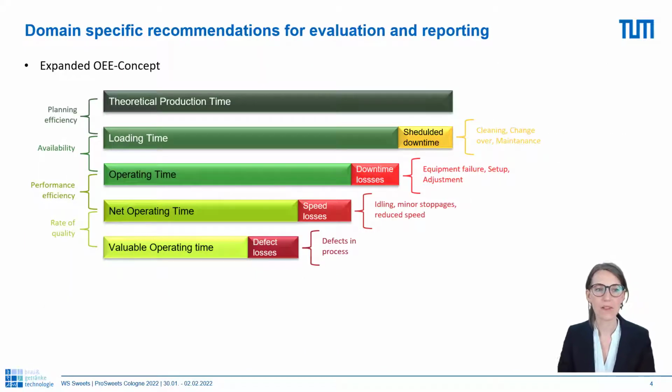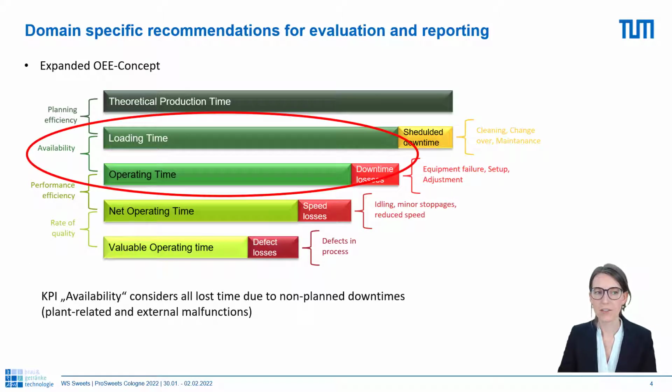Let's start with the domain-specific recommendation for evaluation and reporting. If you want to calculate your OEE, you need the parameters planning efficiency, availability, performance efficiency and rate of quality. In the Weihenstephan Standards, in the part of recommendation for evaluation, it is written in detail how to calculate, for example, the availability and the other parameters.